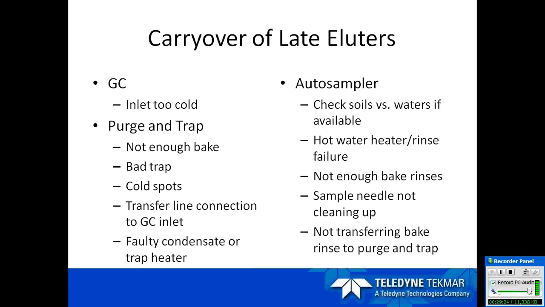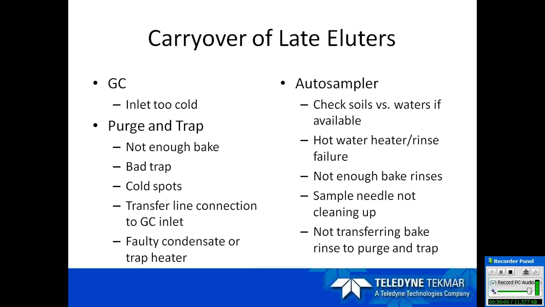Then after you eliminate your purge and trap, you can move over to the auto sampler. Again, if it's available, check waters and soils. Then once again, you need to check your hot water rinse if your rinse is failing. For the other systems, you might have to rinse it out manually by hand by forcing a lot of blanks through there. Not enough bake rinses. Maybe one bake rinse is not enough. Maybe you need to go up to 2 or 3 bake rinses of the hot water to push it through, to clean up the system completely.